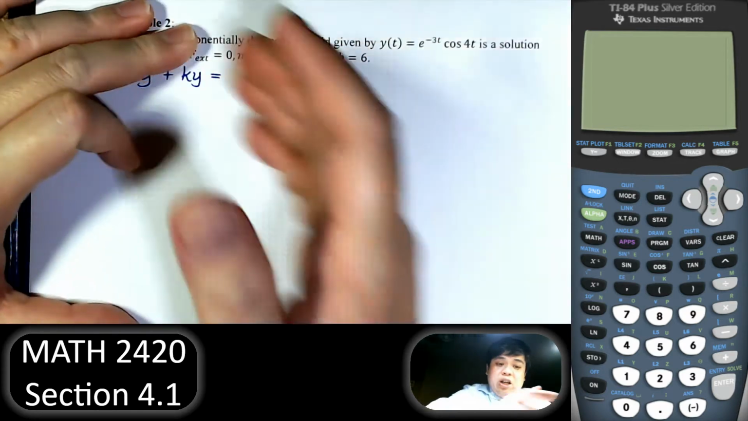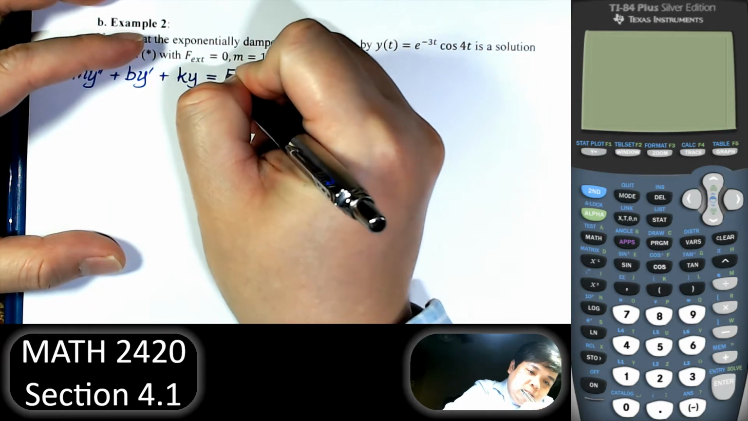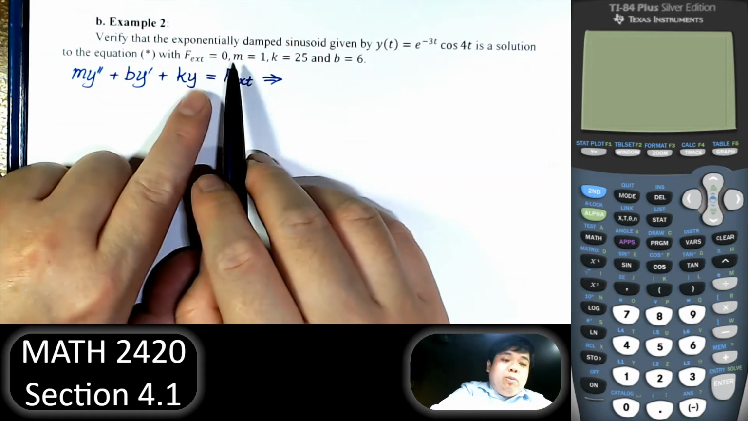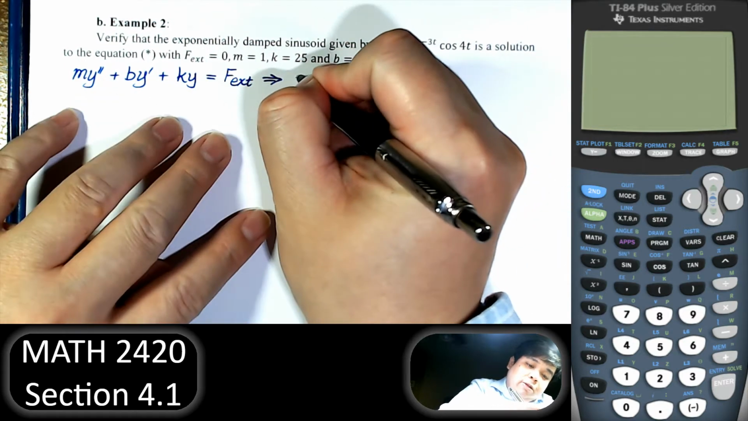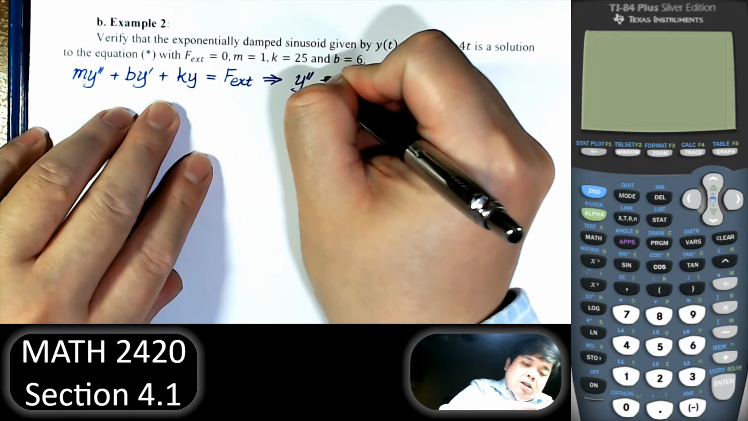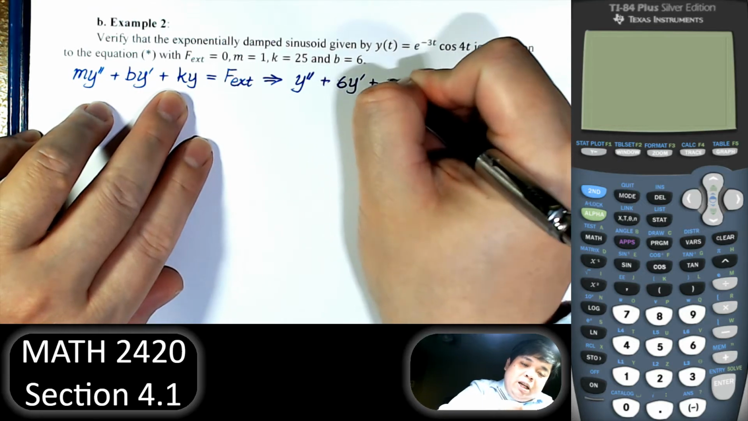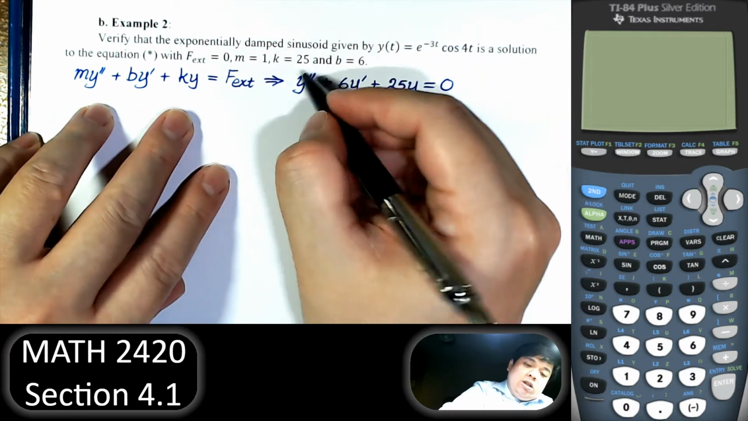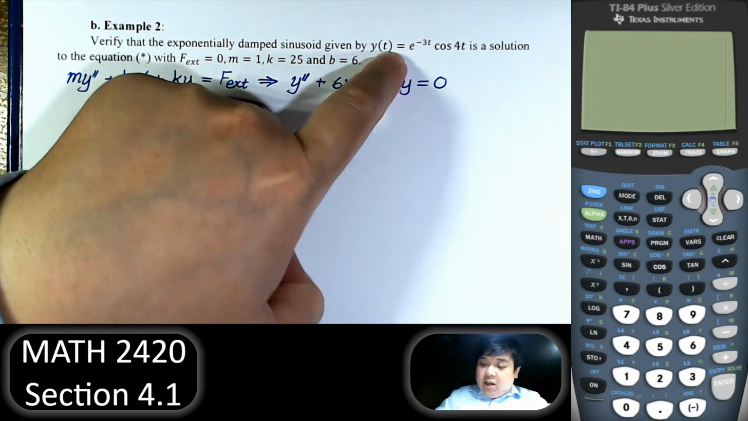So I write the equation in general form first. Now I'm going to put in all of this information into the equation. Mass equal to 1, so we have the second derivative plus b will be 6 times the first derivative plus k, 25 y equal to 0. Right, so this is the equation.